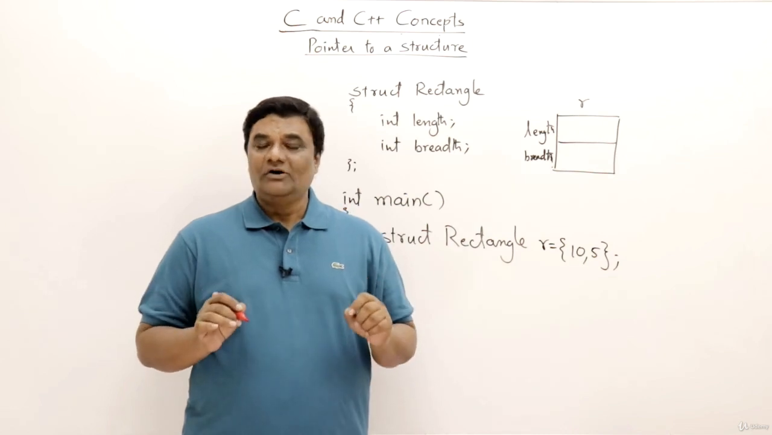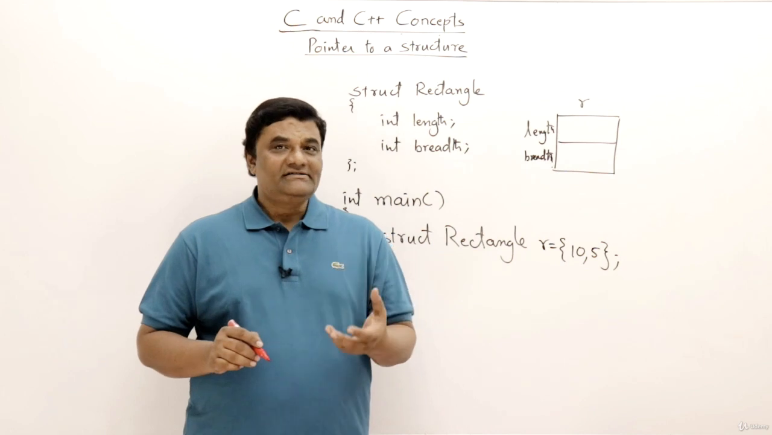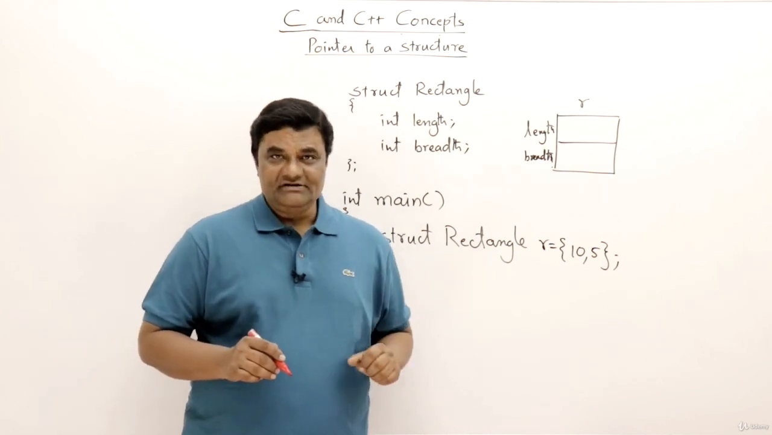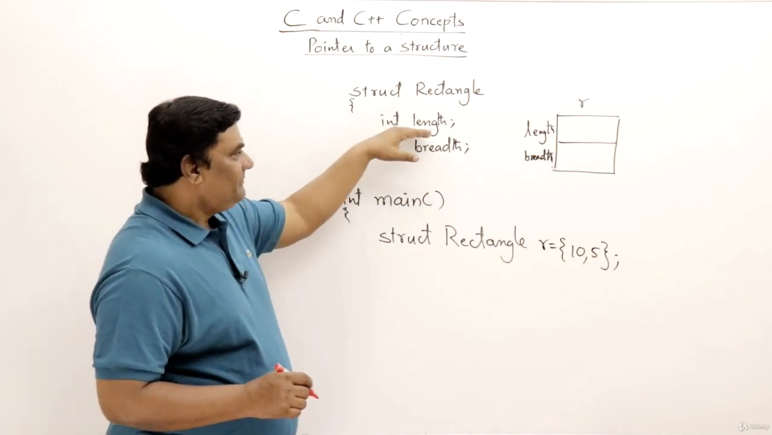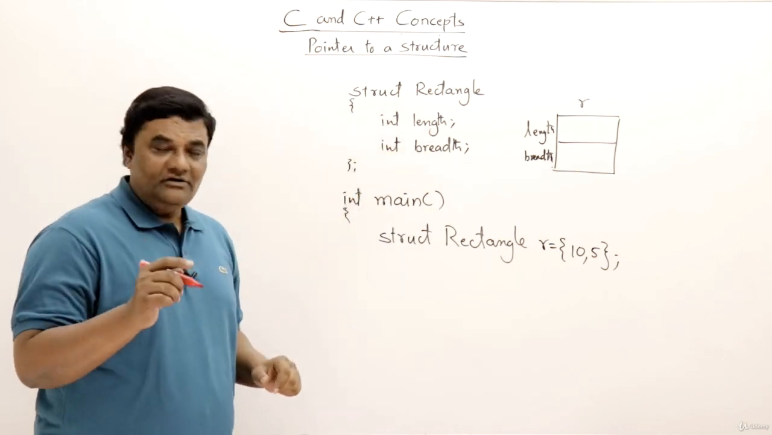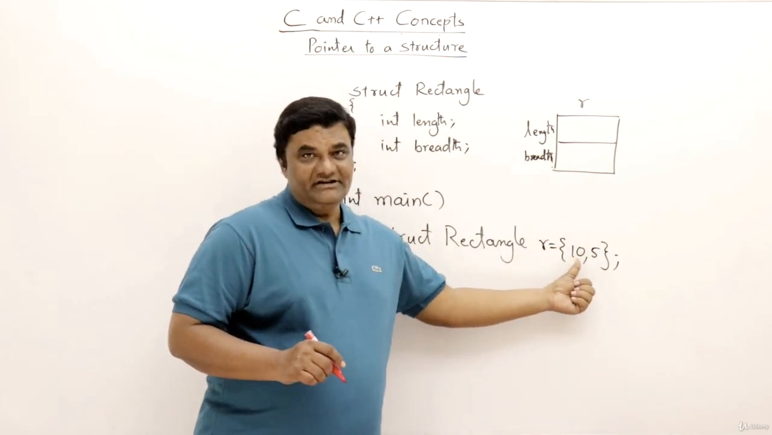In this video, we'll learn about pointer to a structure. Pointer already we have studied. Now, let us see how to have a pointer upon a structure. So already we have seen this example of a rectangle structure having data members length and breadth. Now, inside the main function, I have a rectangle variable and it is initialized with 10 and 5.